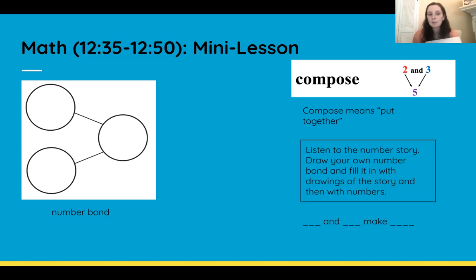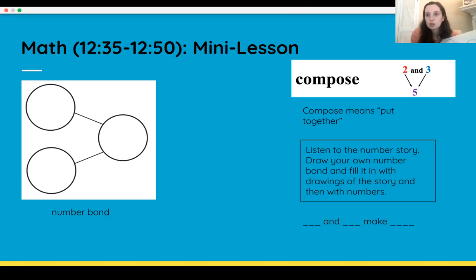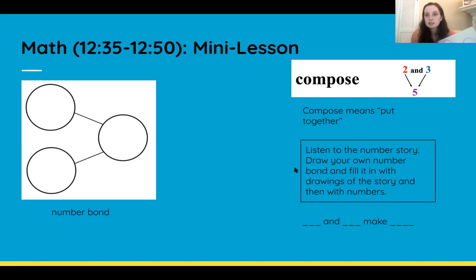Okay, now I'm going to tell a story, and you're just going to use little dots to show the objects in the story today. Okay. So my story is there were two squirrels playing in the park. Later, two more squirrels came to join them. Think about how you might draw that in your parts. There were two squirrels in the park, and later, two more came to join them.